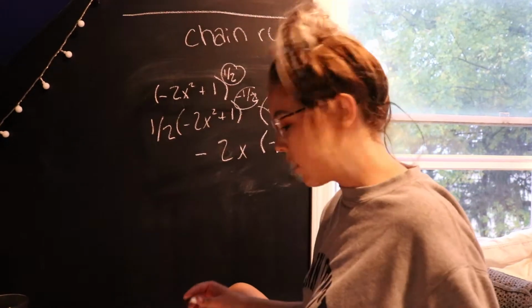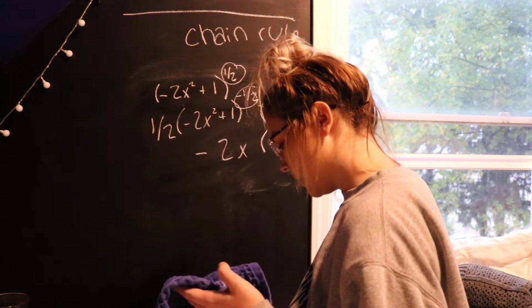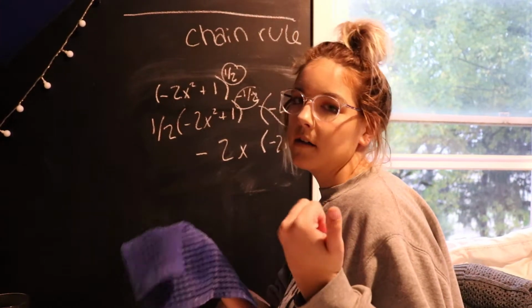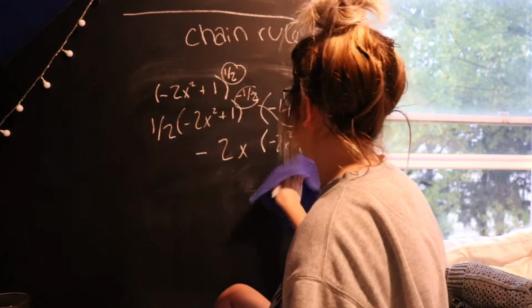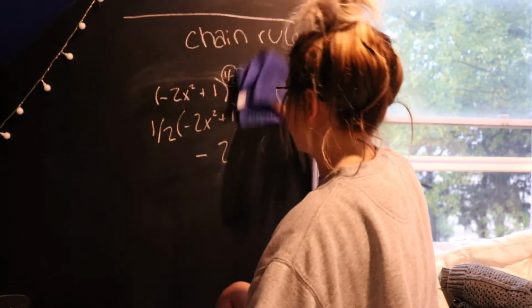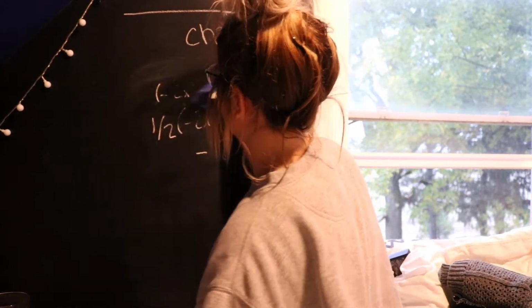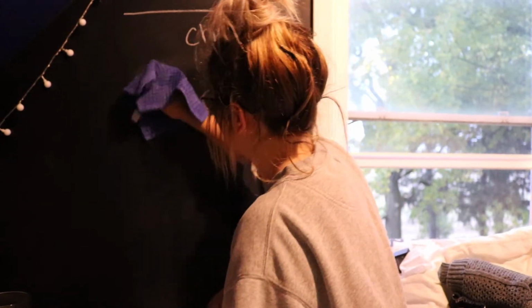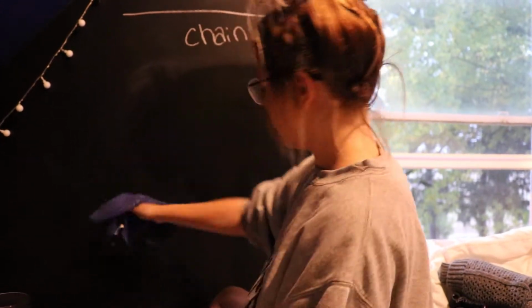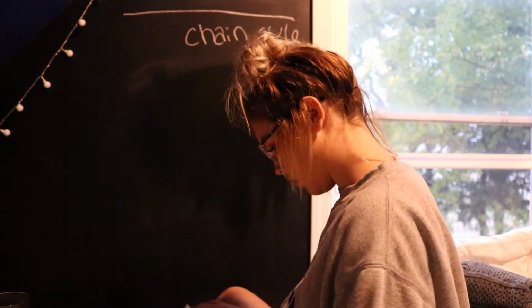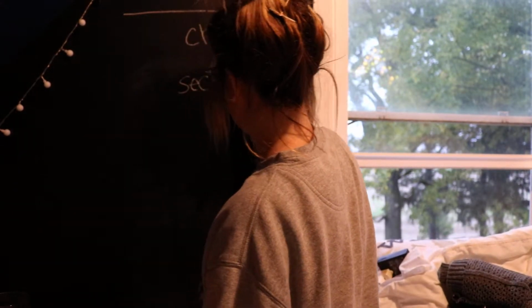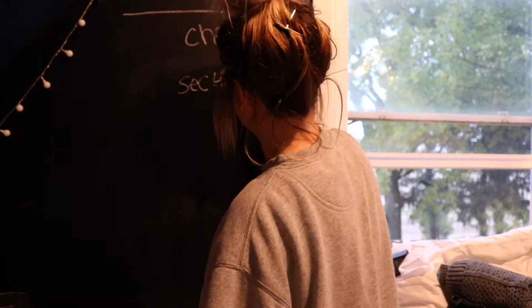Okay, we're going to do one more problem because we need to incorporate the sine, cosine, tangent, that type of stuff. Just so you guys get the full idea of the chain rule, the rule that has nothing to do with chains. Alright. So last but not least, we are going to do secant 4x to the 5th.